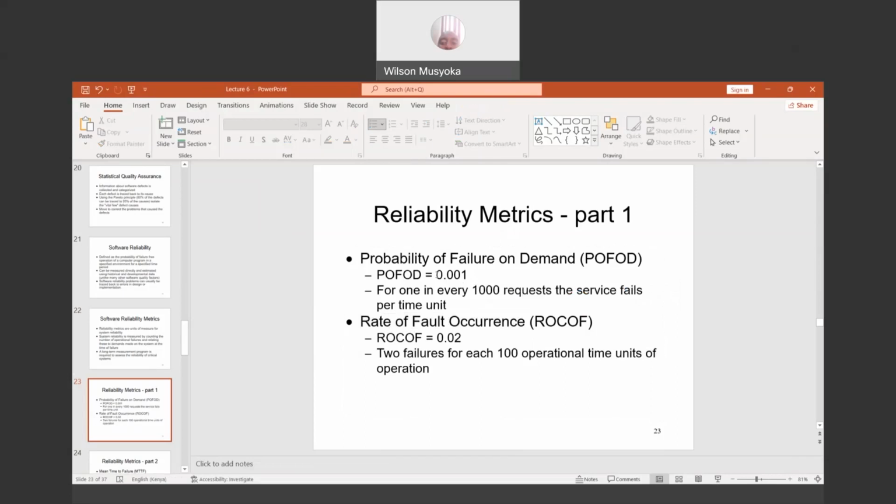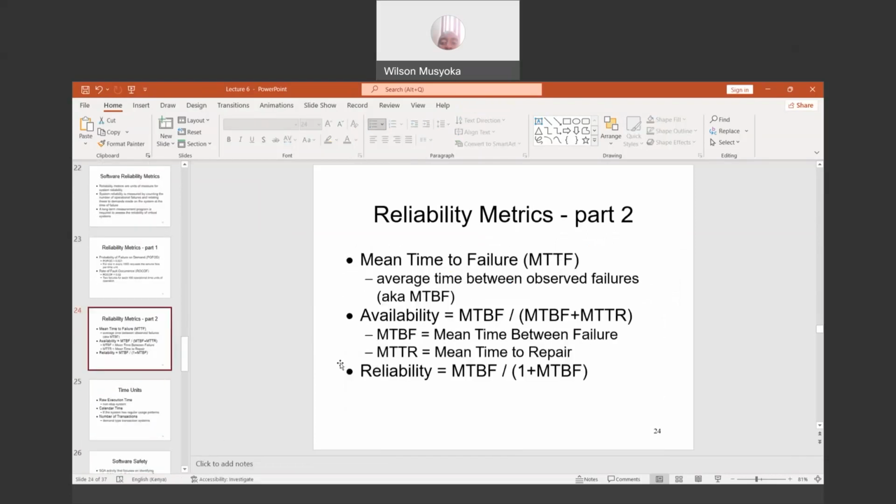And you see here, you are able to give some statistical number, meaning that for one in every 1,000 requests, the service is going to fail, or two failures for each 100 operating time units. So with these metrics, you can be able now to say the software is reliable or not. Also, mean time to failure, the average time between observed failures, and availability. How is the system available even during the stress level periods?